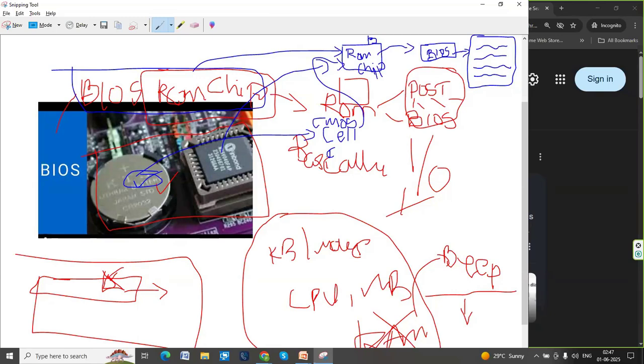Just like the cell in your watch, this CMOS cell is the same. What is the size of this CMOS cell? If you consider a 5 rupee coin, that is the size of the CMOS cell. It costs hardly 2 to 5 rupees, maximum sometimes 10 rupees. It is not chargeable.